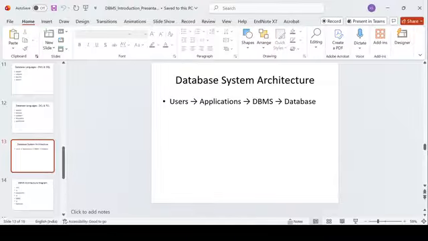So next we see the database system architecture. In a database system, users interact with applications. The application communicates with DBMS which manages and accesses the database.